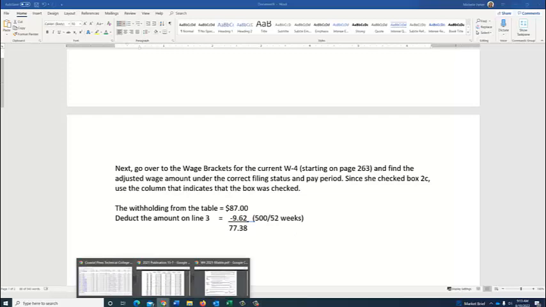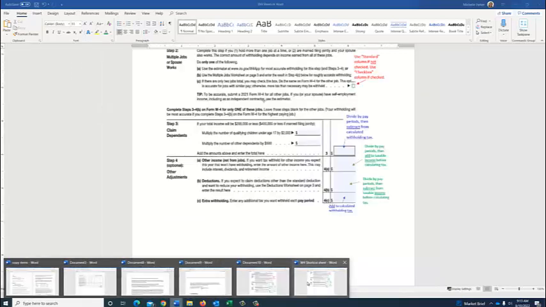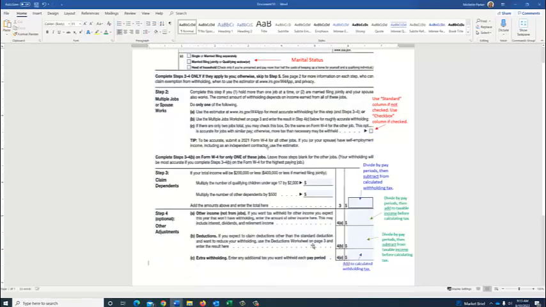Before we look at that method, let's take a look at a shortcut sheet that I've created to help you remember what to do with each adjustment.